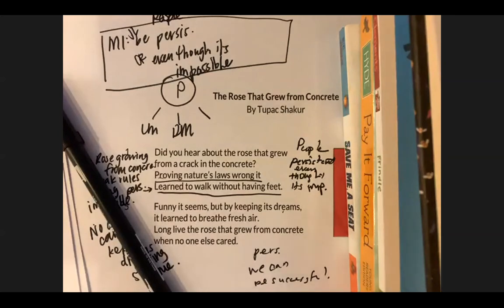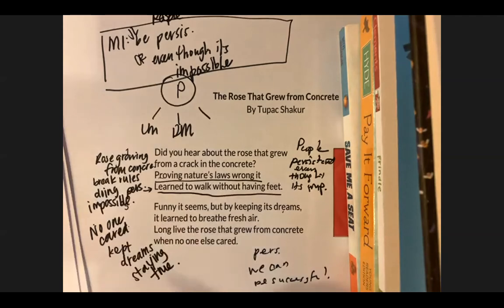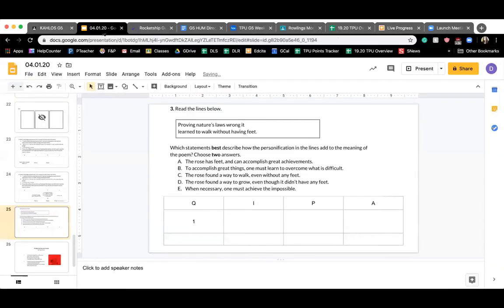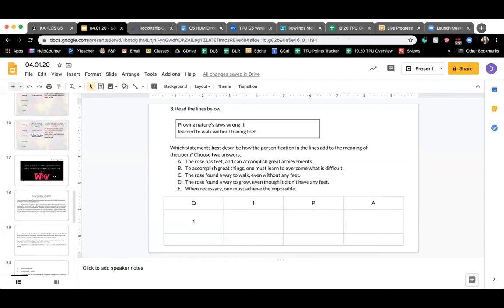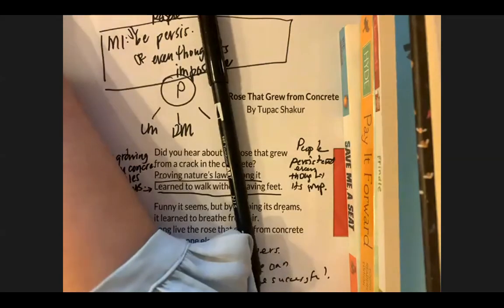Cool. What are you gonna make sure you do next time? Next time I'm gonna make sure that I invest in the question and I tie my questions back to my main idea. Phenomenal job. Keep working and we'll touch base in a moment.